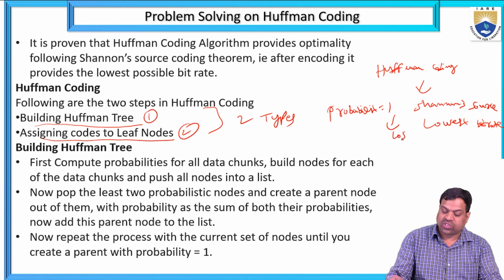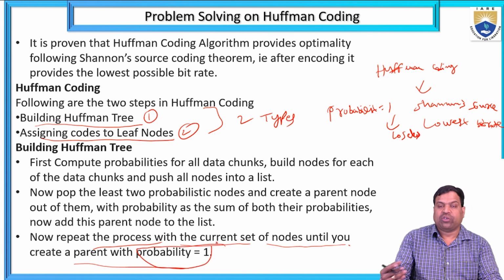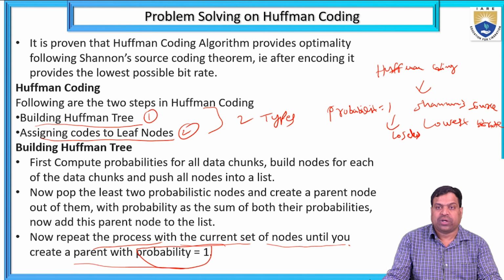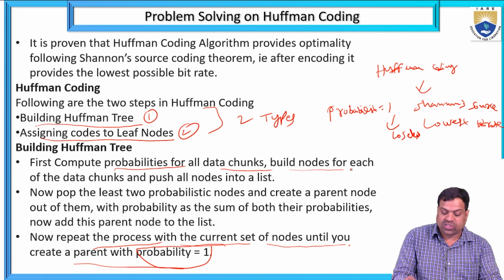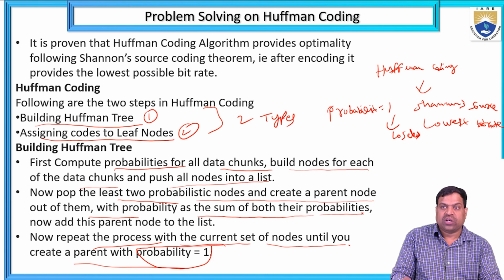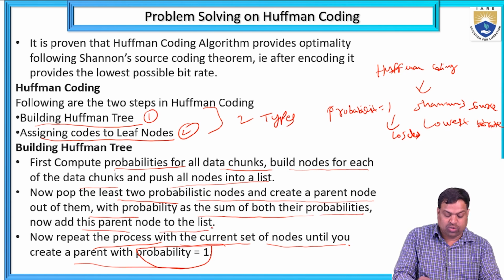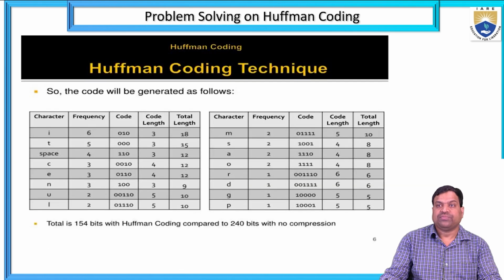Probability of 1 is nothing but lossless, I am taking. So repeat with the current set of nodes until the probability equals 1. If probability equals 0, maybe it is lossy, but when I am going for probability 1, it is lossless. Compute the probabilities of all data chunks, build nodes for each of the data chunks, push all nodes into a list. Pop the two least probable nodes and create a parent node of them with the probability as the sum of their probabilities, add the parent node to the list, and repeat the process with the current set of nodes until you create a parent with probability equal to 1.